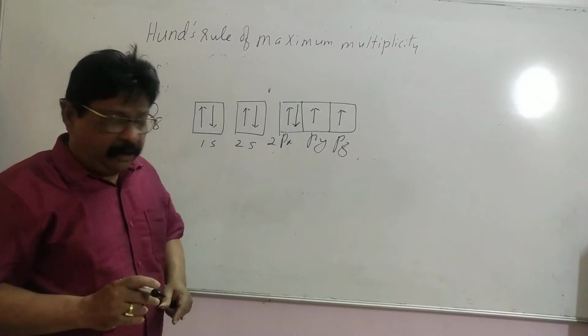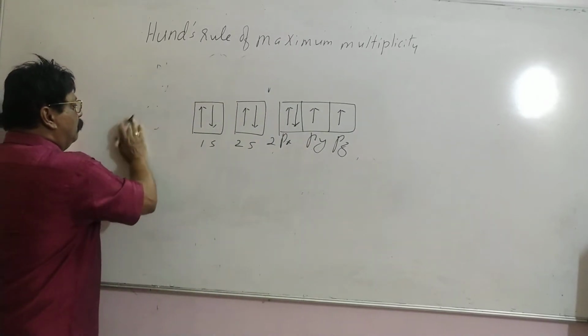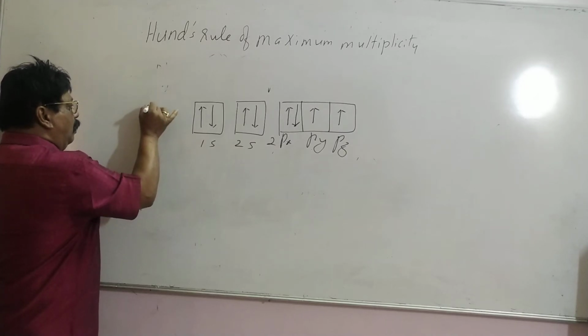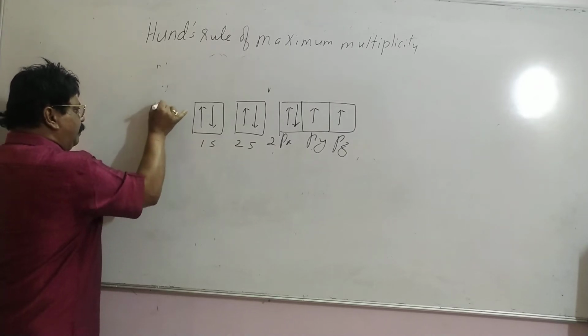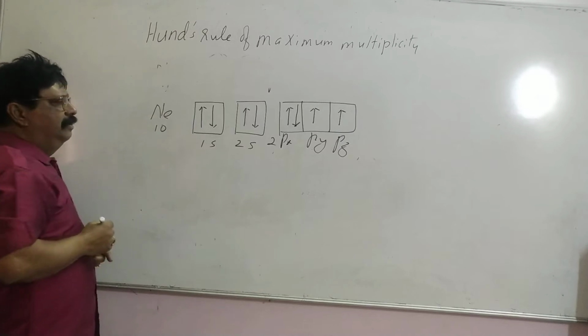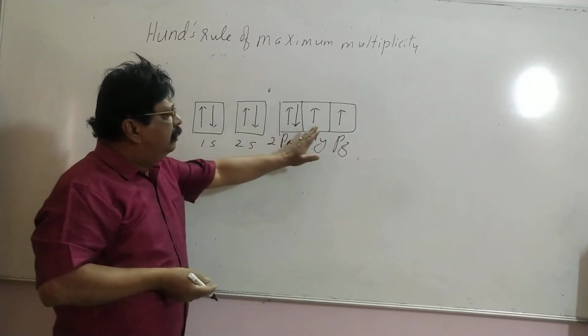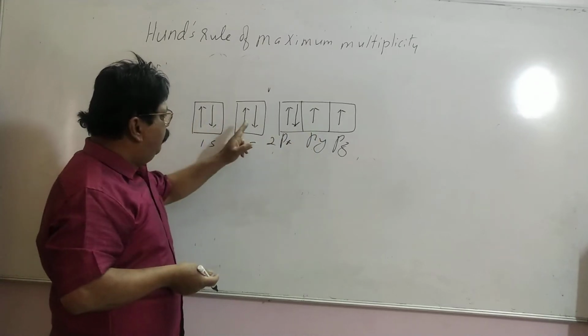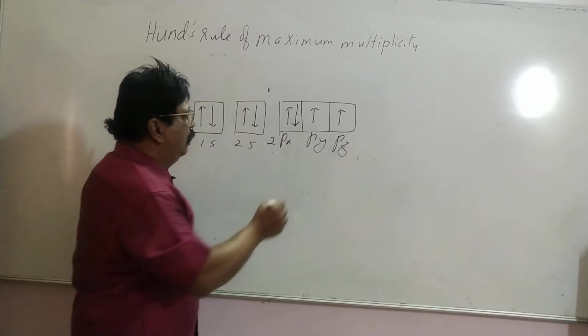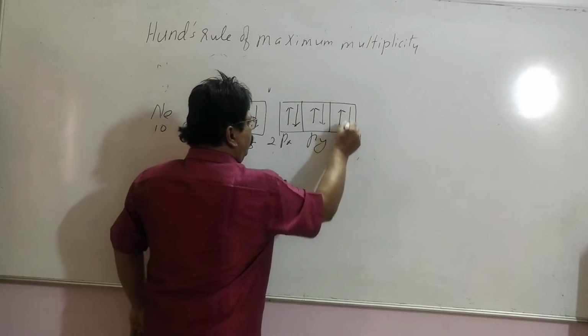Now, if we are going to neon 10, see, how many electrons will come in 2p? Now see how many, 1 2 3 4 5 6 7 8 9 10.